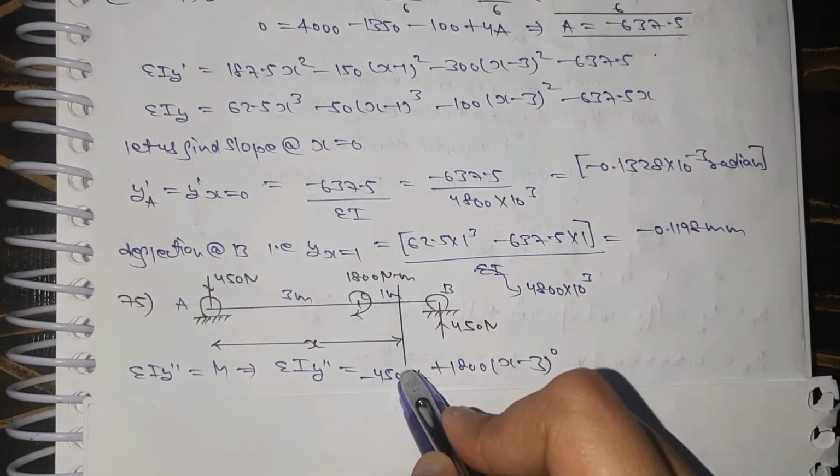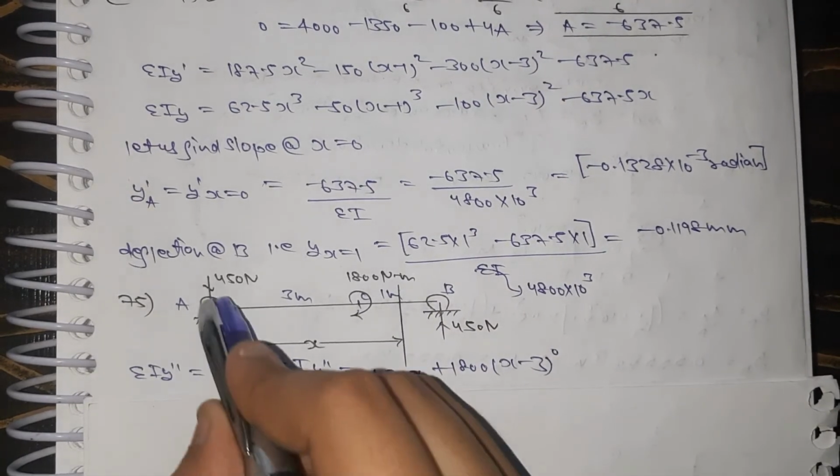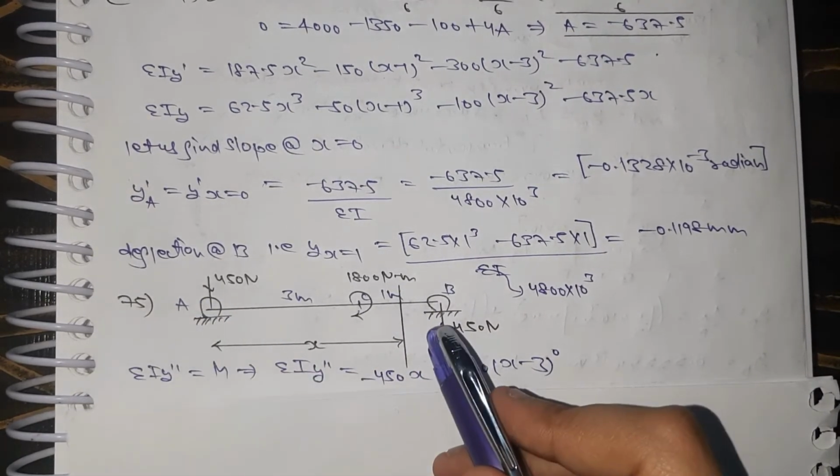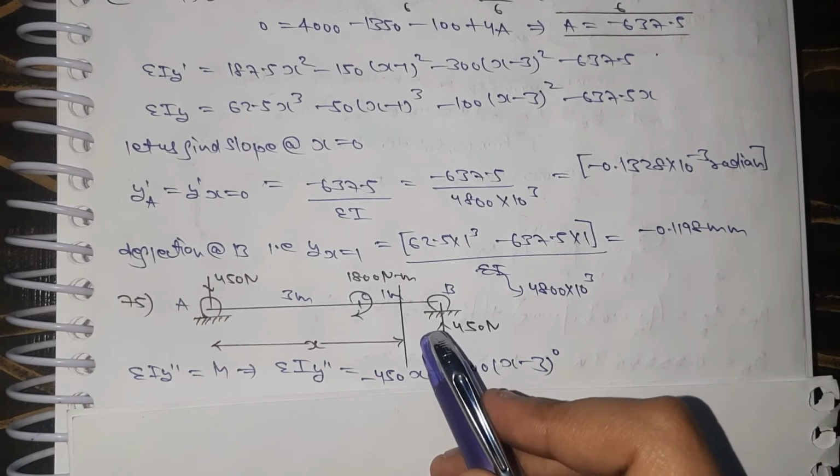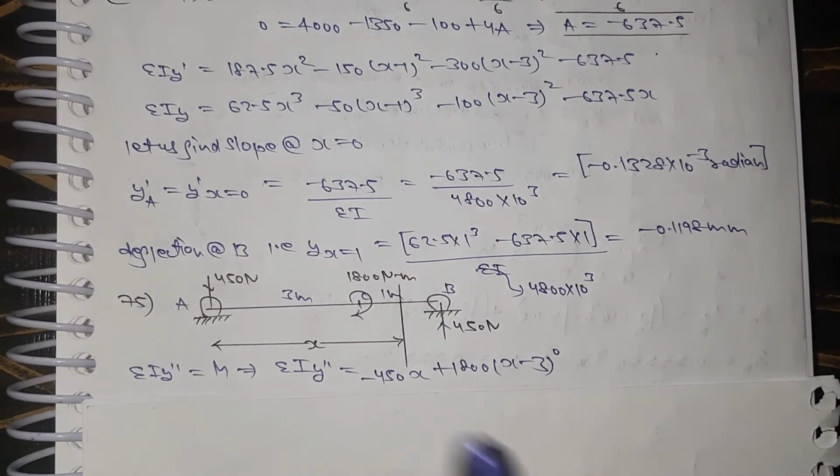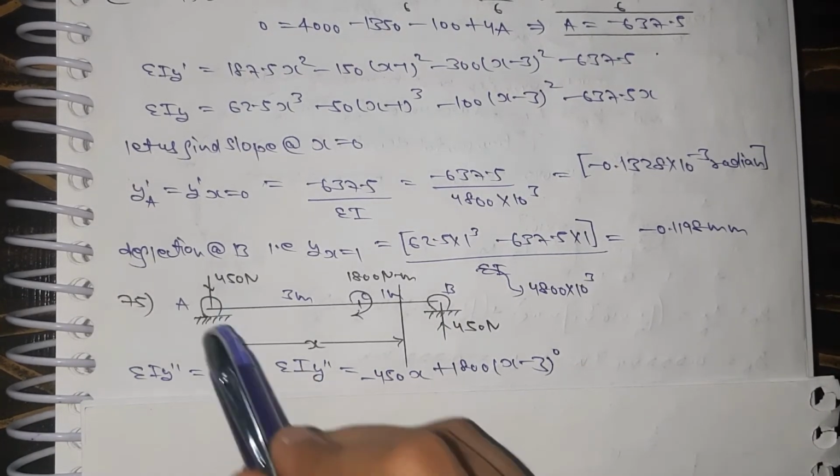So I have cut a section at distance x from the left support, and again I am going to repeat the same steps as I did in the earlier question, right? So you can see 450 into x.